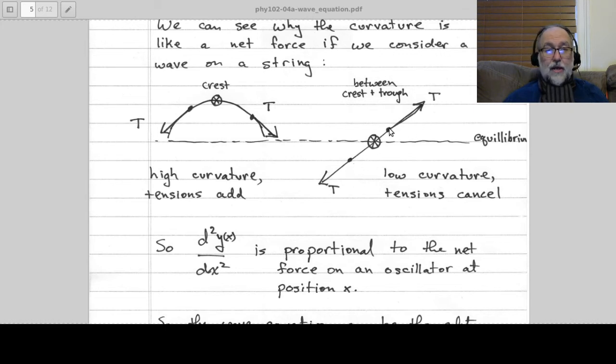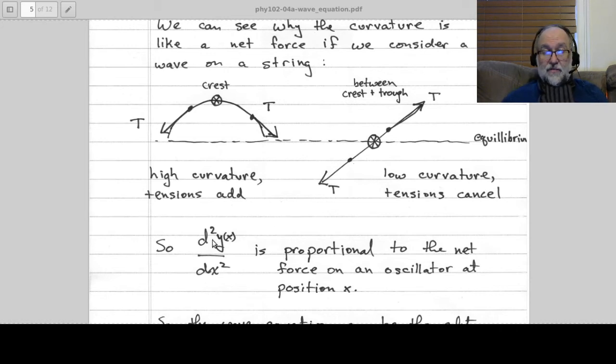Well, at that point, if you draw the tensions, one tension is pulling upwards and to the right, and the other is pulling downwards and to the left. You can see that they're 180 degrees in opposite directions, and so these two tensions will just cancel. So wherever the curvature is low, the tensions cancel. So what is this saying?